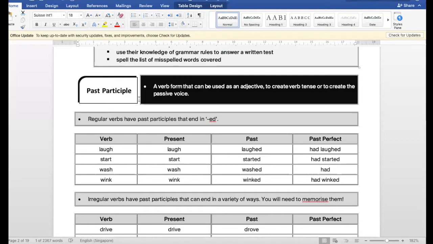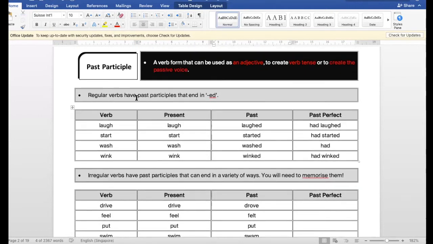Forming past perfect tense as well as present perfect tense. Okay, so number one, what you should do is to highlight this. It is a verb form that can be used as an adjective. You highlight this. To create verb tense, that's number two. And number three, it is to create the passive voice. So you highlight these 3 points so that you know what the past participle is for.